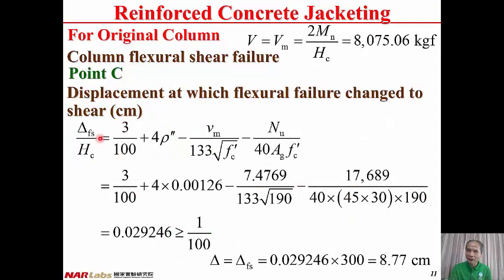And then we can calculate delta Fs for the original column. At this displacement, the failure mode transforms from shear failure to flexural shear failure. And this is the formula to calculate delta Fs divided by Hc. And the final result is 0.029 something. Therefore, we can calculate delta equal to delta Fs equal to 8.77 centimeters.